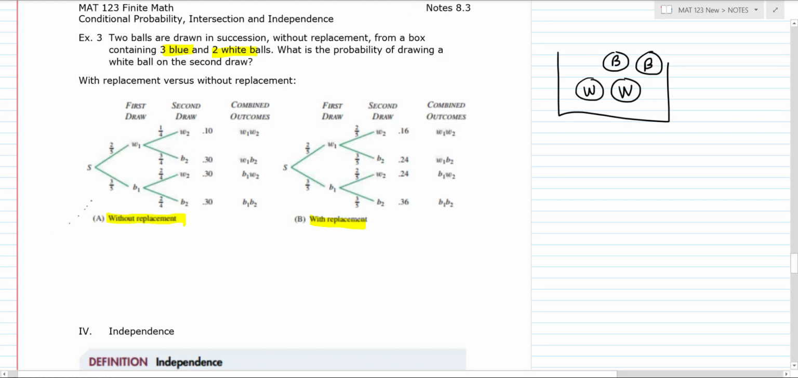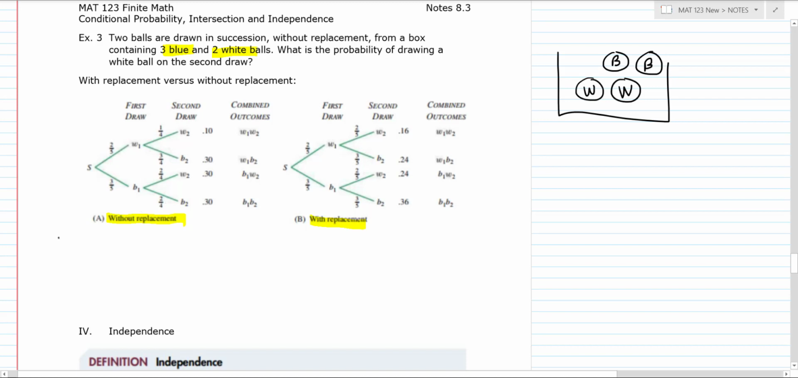Okay. So this is what you would do on this. If you wanted to find the probabilities, each branch would go like this. You would multiply these probabilities. So if you multiplied 2/5 times 1/4, you would get 0.10. If you did 2/5 times 3/4, you get 0.30. If you do the probability of 3/5 and 2/4, you get 0.30. And then this branch would be 3/5 and 2/4.